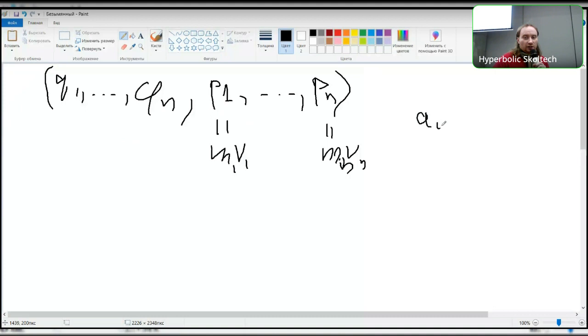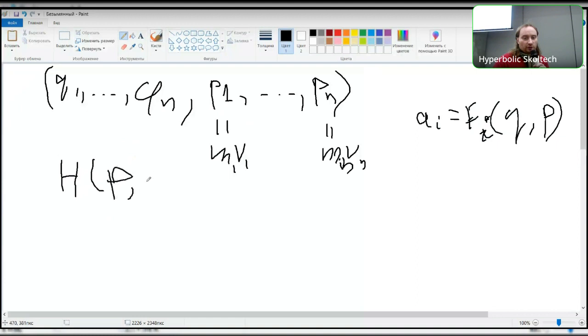And actually accelerations here are just functions of Q and P for the whole system. This is how physical laws are usually written, with some expressions for this, and physicists here introduce a Hamiltonian function of Q and P.